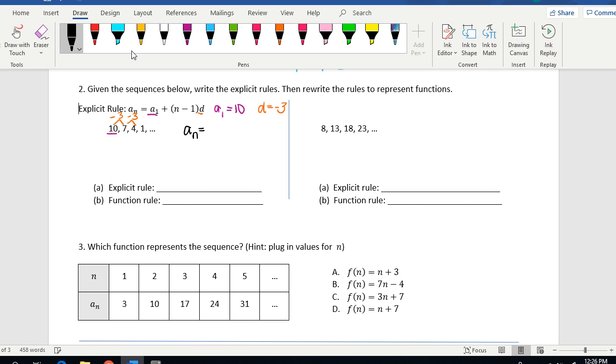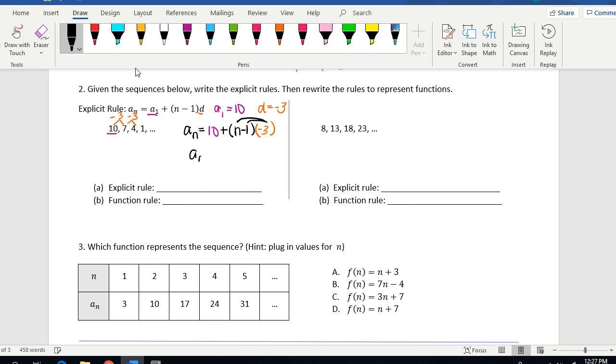So a sub n equals, first term is 10 plus n minus 1. And then I'm going to multiply by my common difference, which is -3. I know it kind of looks funky, but we are going to backwards distribute.